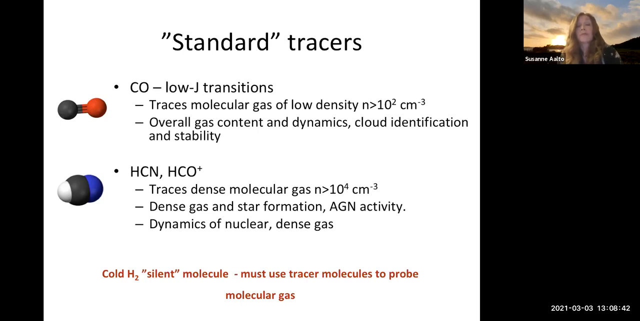And this is, of course, because, as some of you probably know, the cold H2 molecule is a silent molecule. So we must use tracer molecules to probe the cold molecular gas. So this was back in the day.